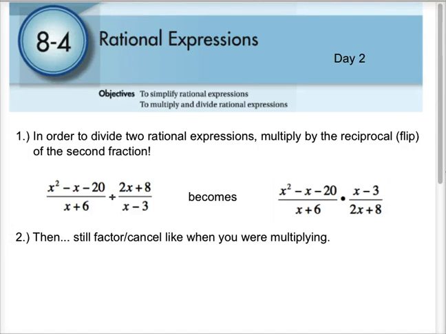So today we're going to continue our conversation on simplifying rational expressions. Now, yesterday we covered basic simplification and multiplication. So today that leads very nicely into our conversation of division.